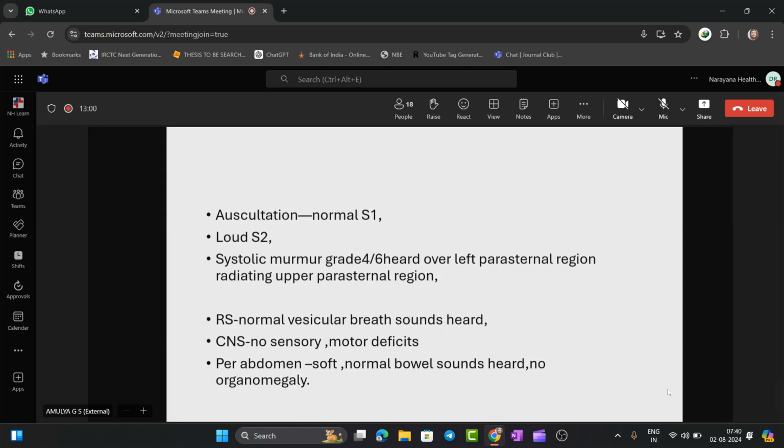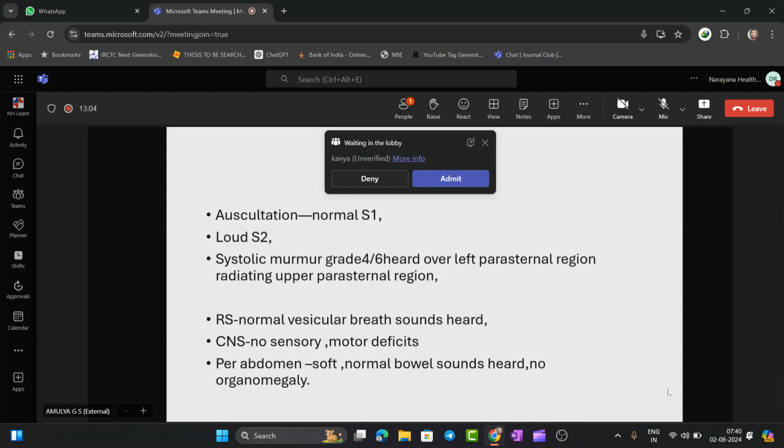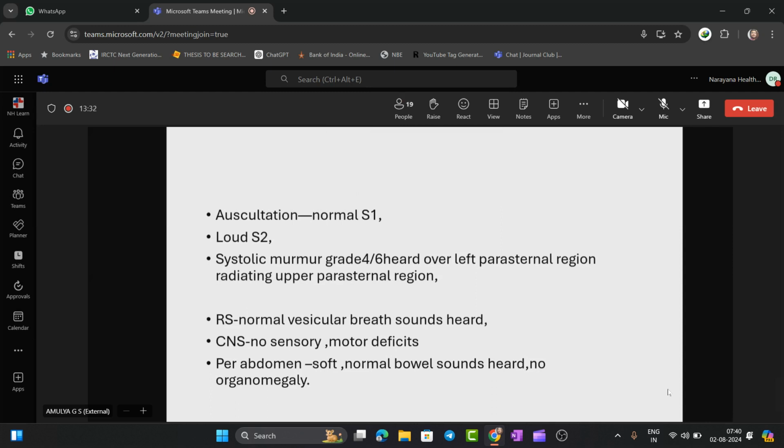This does not go. You have a murmur in the left parasternal area, 4 to 6, and then you're saying loud S2. They don't correlate well. Parasternal region, and it was radiating to upper parasternal in the second intercostal space. What do you think that murmur is? From the clinical findings, it can be a small VSD with restrictive left to right shunt. VSD does not give you an ejection systolic murmur grade 4. Okay, all right, fine.